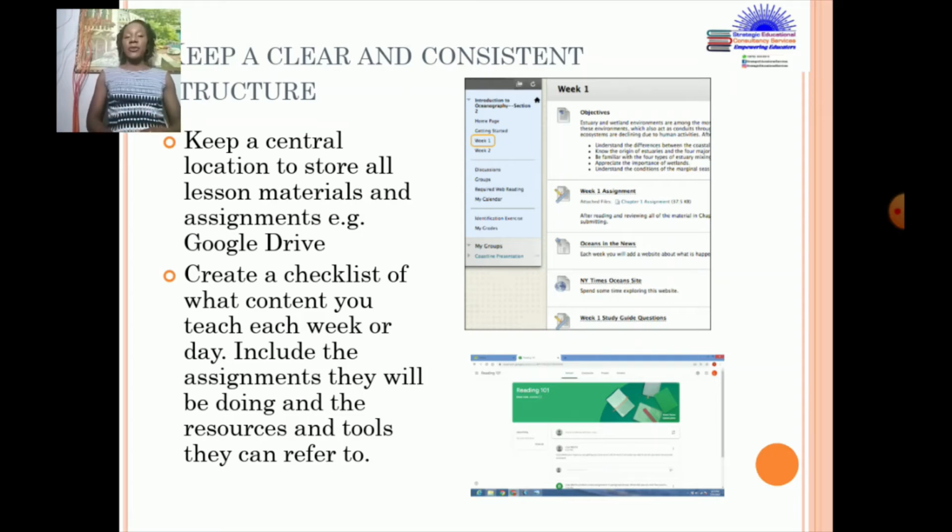You also would like to create a checklist of what content you teach each week or day or for the teaching cycle. And in having that checklist, you want to also include the assignments they will be doing and the resources and tools they can refer to. And educators, it is just a matter of being consistent. And once you start to practice these things, you'll realize how easy it becomes.